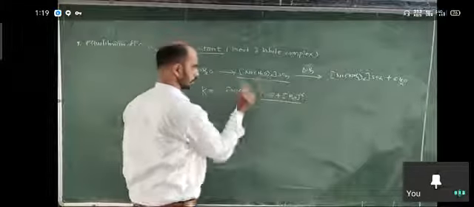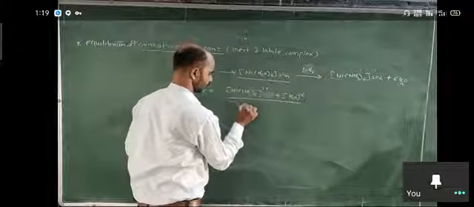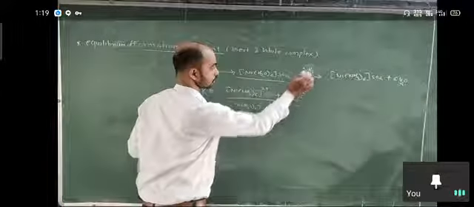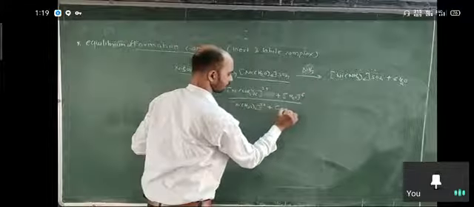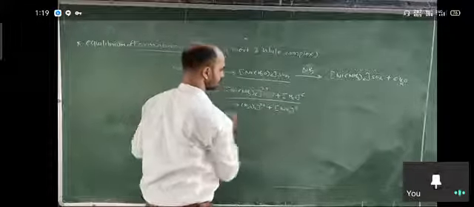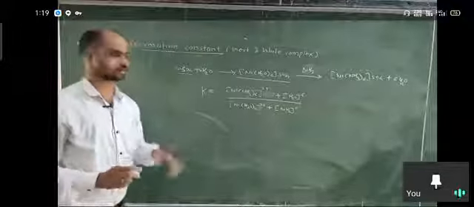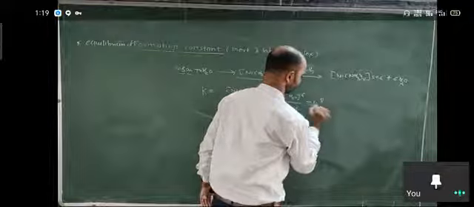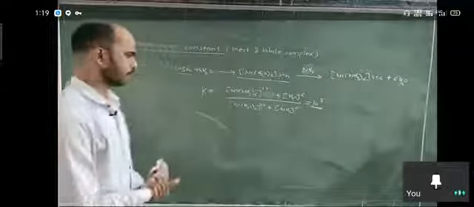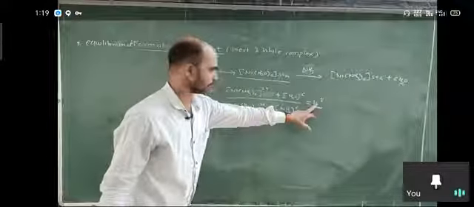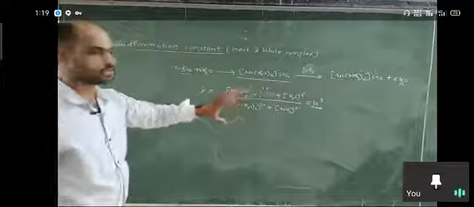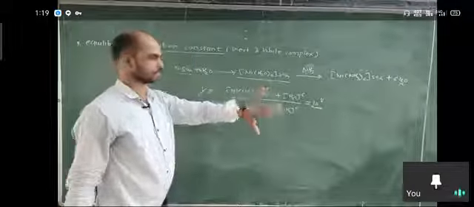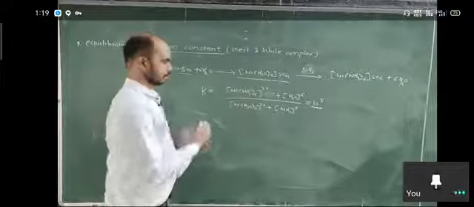Plus this side we have Ni(H2O)6 2 plus, their concentration, plus the second thing here is NH3. How many NH3? 6 NH3. So this is the equilibrium constant. K is equal to 10 raised to 8. It is equal to 10 raised to 8. So it is the equilibrium constant, equilibrium of formation constant. 10 raised to 8 is the equilibrium constant.